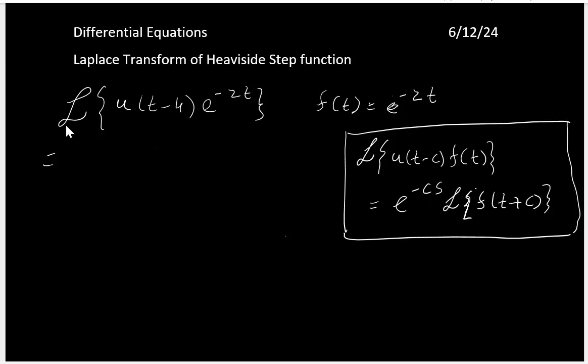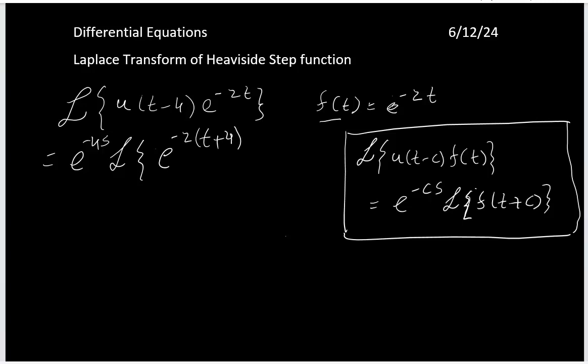We are taking an example of the Laplace transform of the Heaviside step function u(t minus 4) times e to the negative 2t. And we know the formula for the Laplace transform of u(t minus c) times f(t) is e to the negative cs, then the Laplace transform of the function f(t) replaced by t plus c. So if you go with this formula, f(t) is actually e to the negative 2t. So then you will write e to the negative 4s and then the Laplace transform of e to the negative 2 times (t plus 4), right?